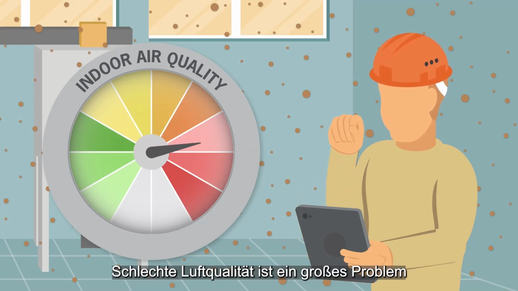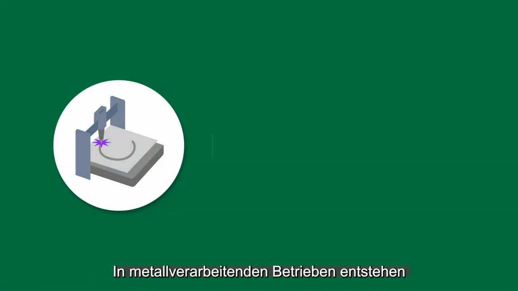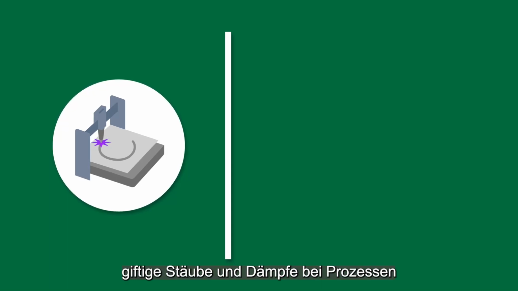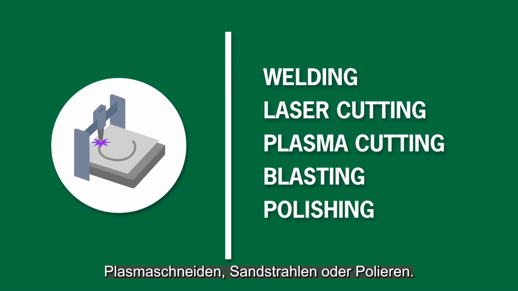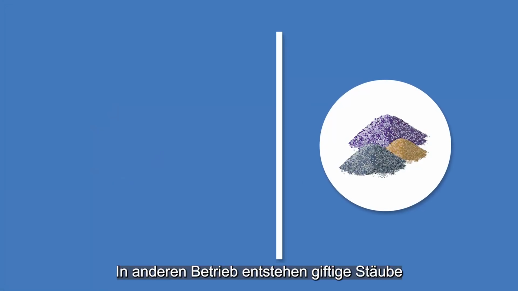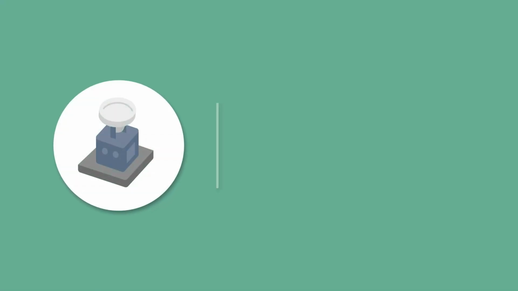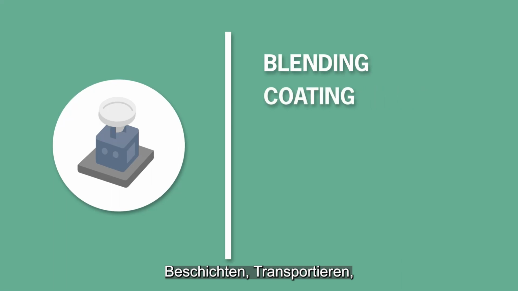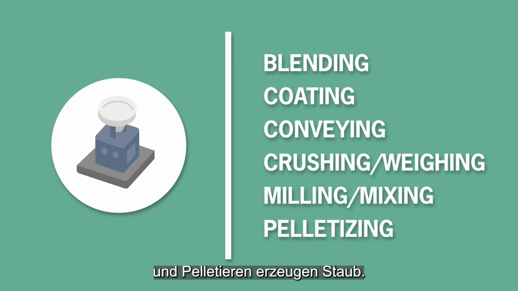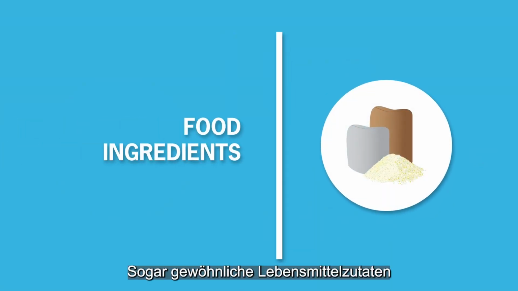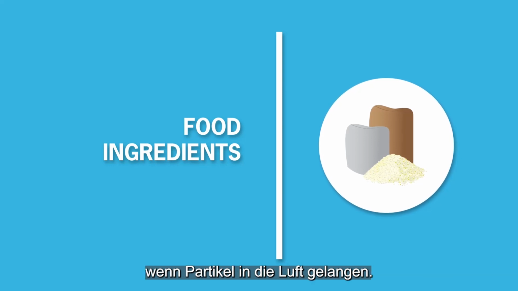Poor IAQ is a huge problem at industrial facilities around the world. Metalworking facilities produce toxic dusts and fumes from processes such as welding, laser cutting, plasma cutting, blasting, or polishing. Other facilities produce toxic dusts when they use chemicals or pharmaceutical ingredients. Processes like blending, coating, conveying, crushing, weighing, milling, mixing, and pelletizing all generate dust. Even normal food ingredients like sugar and flour can harm workers when the particles become airborne.